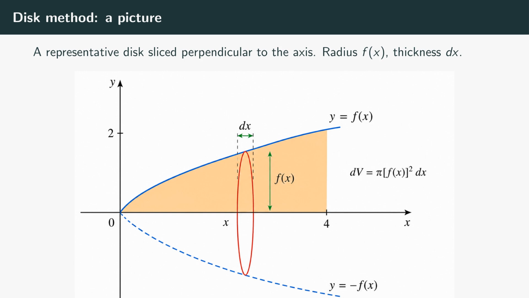The volume of this thin disk is its area, pi times f of x squared, times its thickness dx. Integrating from a to b stacks up all the disks and gives the volume of the solid. That's the whole disk method in one picture. The slice perpendicular to the axis of rotation is a circle, the radius of the circle is the function value, and the integrand is the area of that circle.